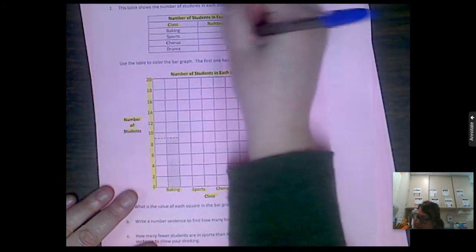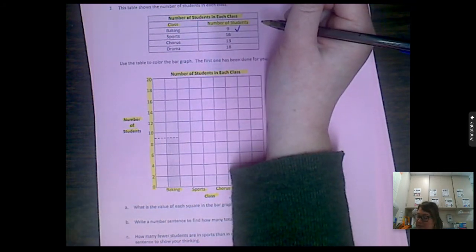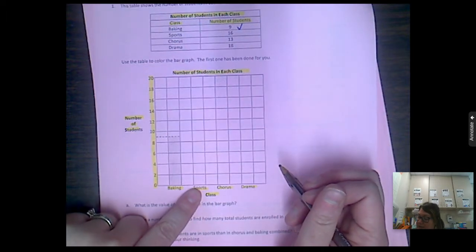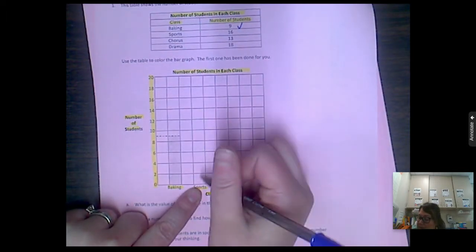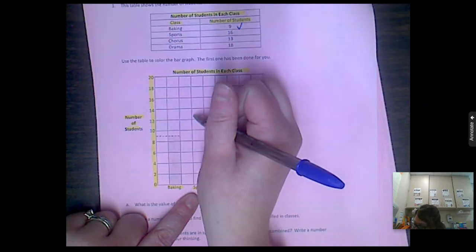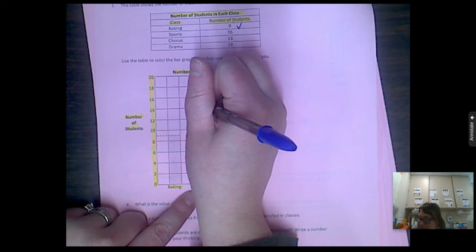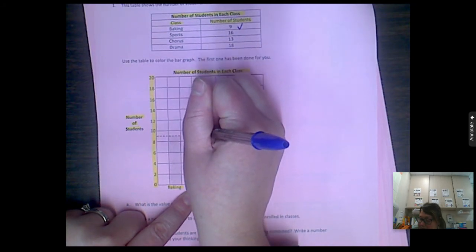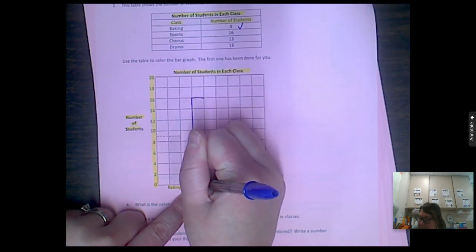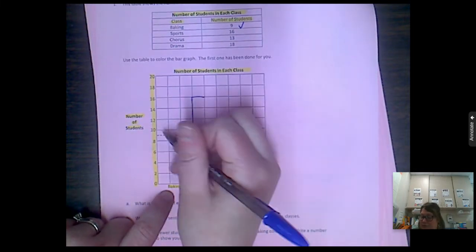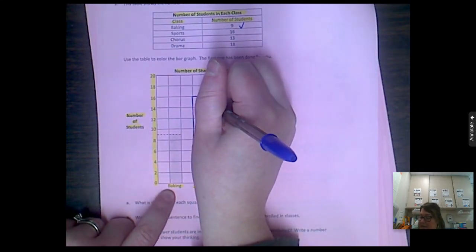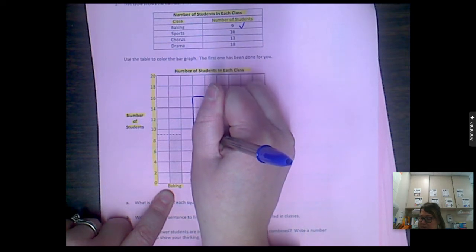Baking is done. So next we have the sports class, and there are 16 students in the sports class. Here is sports right here. We want to make that bar go all the way up to 16. So I'm going to come up here, and then I'm going to put that line right there at the 16, so that I know that when I go up with my bar or down, since I'm already at that point right there, that's what I'm going to go to. And make sure, since baking is just 1 square wide, the sports bar is also going to be 1 square wide.